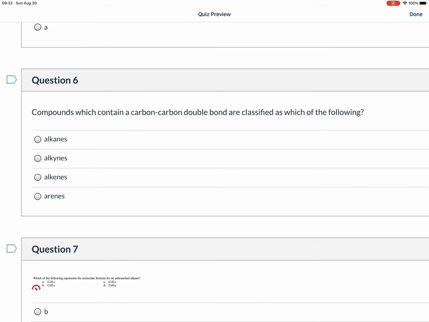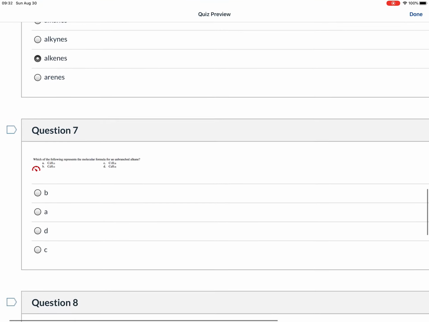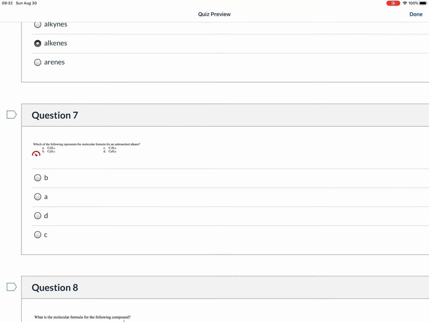Compounds which contain a carbon-carbon double bond are classified as which of the following? This was an easy question for you guys. They're alkenes. Arenes do have double bonds, but they contain more than one, and they have to be conjugated, meaning they're staggered.